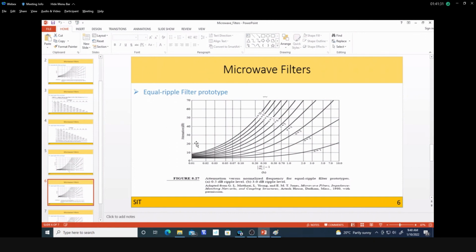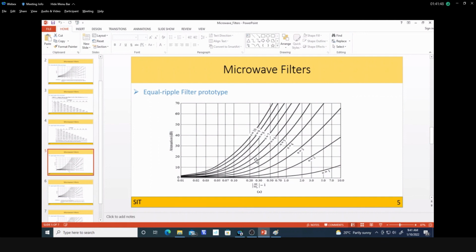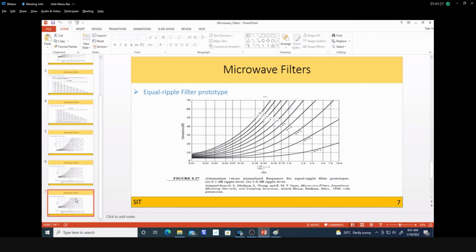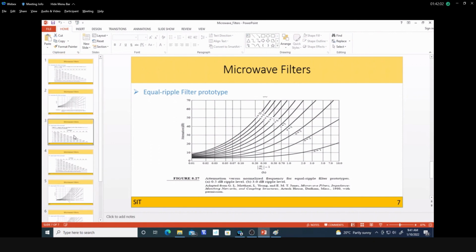Okay, so we are not showing the ripple level but only the attenuation, how it varies with respect to the filter prototype, whether it is the 0.5 dB ripple level, this one a, or the 0.3 dB ripple level, this one b. The attenuation is varying. Okay, this is what the curves and filter coefficients which we need to correct.